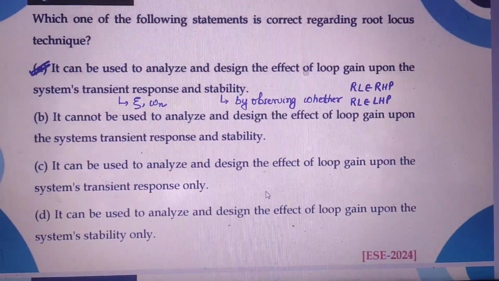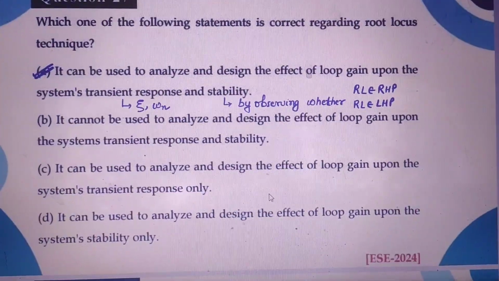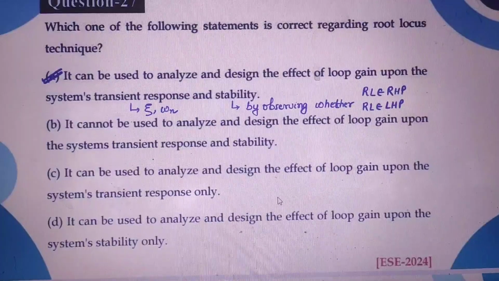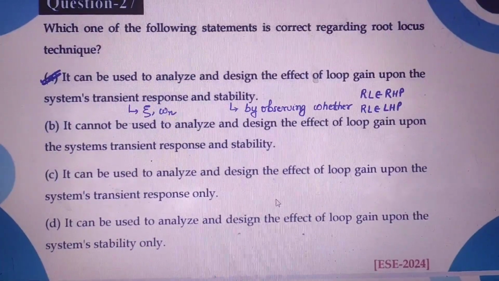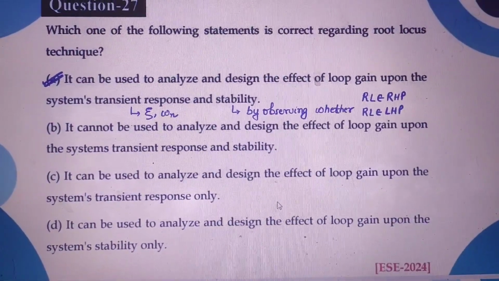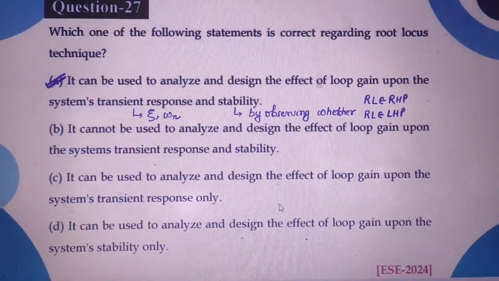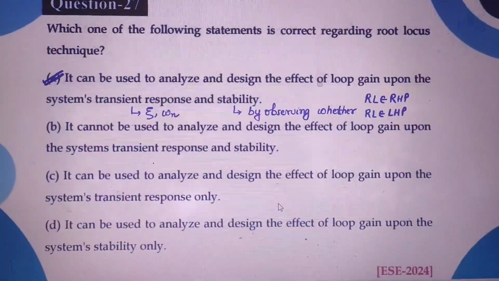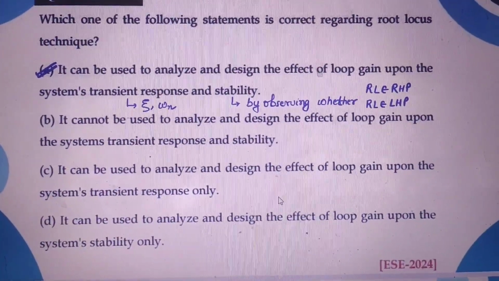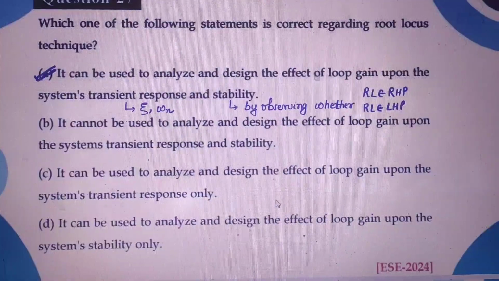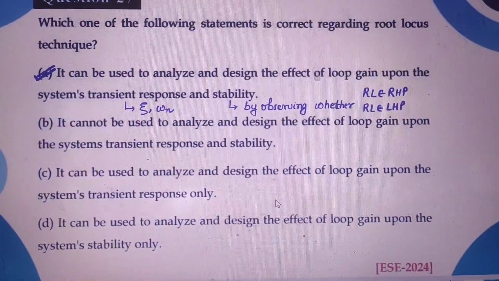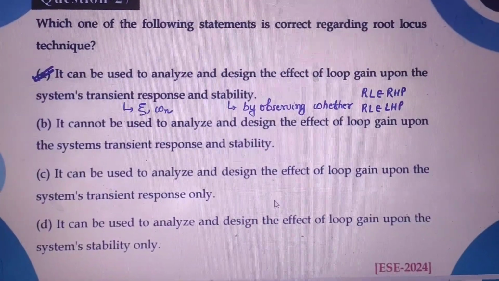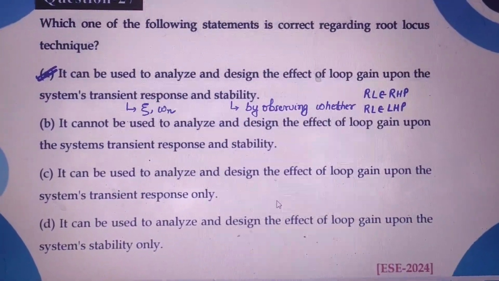Which one of the following statements is correct regarding the root locus technique? The root locus technique can be used to analyze and design the effect of loop gain upon the system's transient response and stability. That is the right option. Transient response can be defined by eta and omega n, and stability can be defined by observing whether the root locus belongs to the right half plane or left half plane. So root locus gives information regarding the stability and transient response.